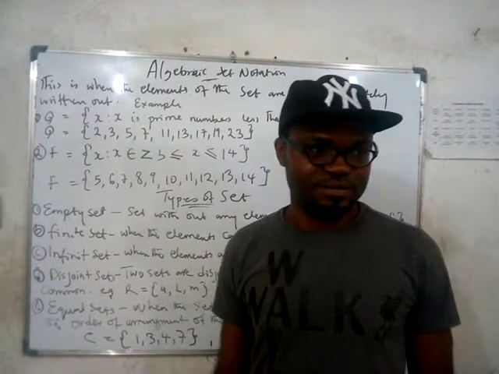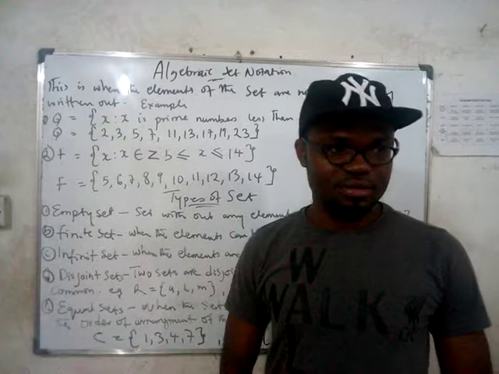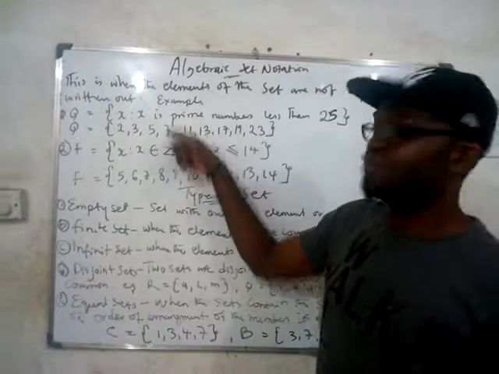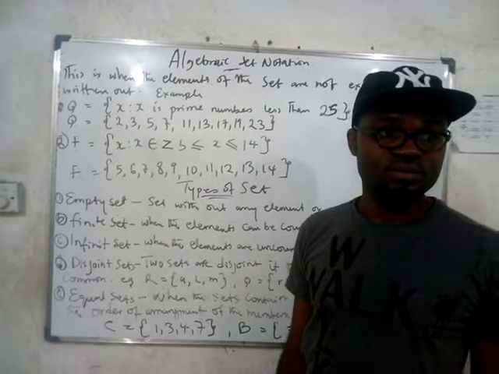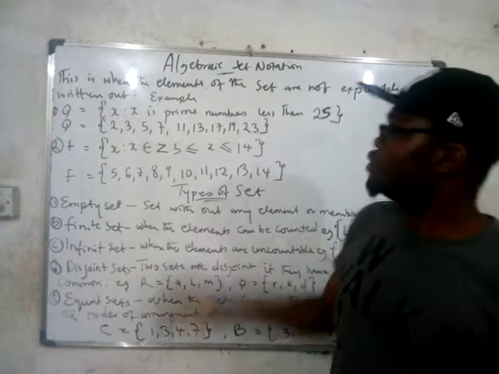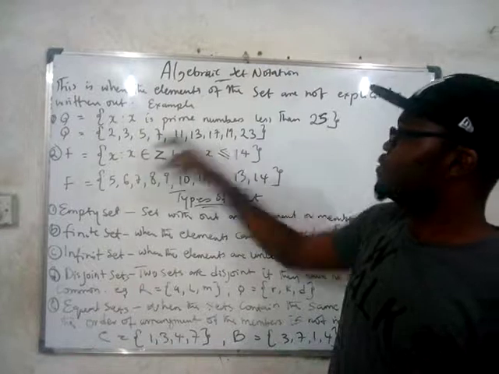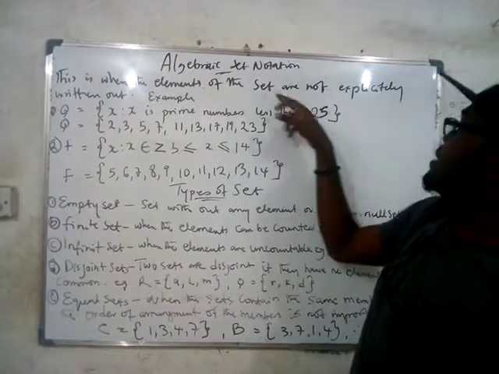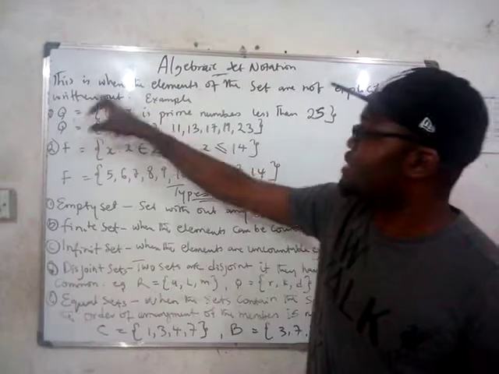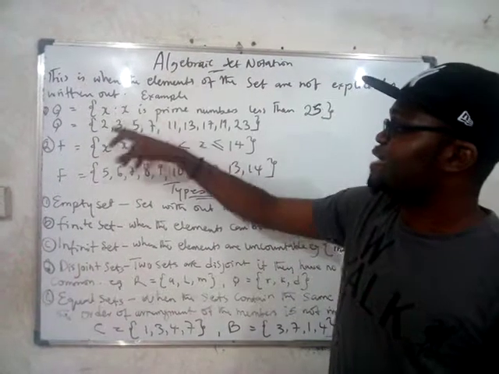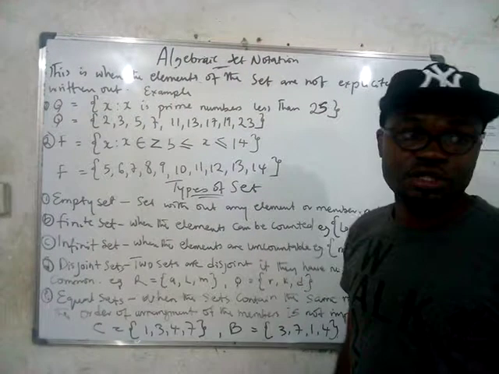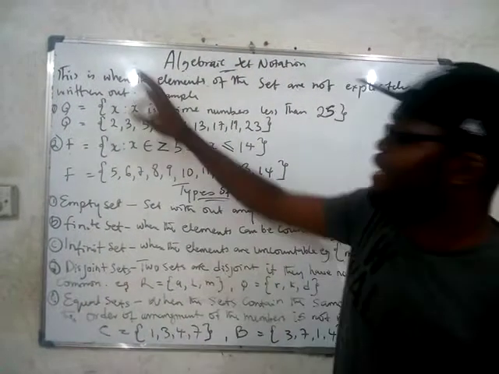Is that clear? David, is that clear? What is the difference between these two sets? This one is written in set notation, whereas this one is written explicitly. So we say this is when elements of the set are not explicitly written. Whenever you don't write them explicitly, you write them in what we call algebraic set notation. Is that clear? And look at the way it is read.